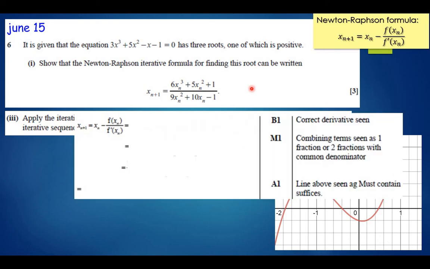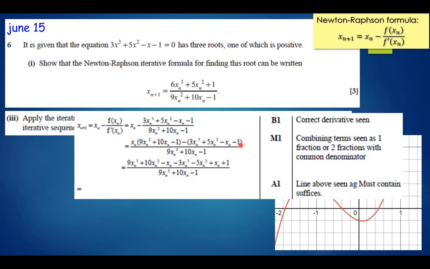Here we go. First of all, there's the Newton Raphson formula, and we just pop in our function, which was this cubic, and we differentiate it for the denominator. We now need to make a single fraction, so we're going to have a common denominator of 9x squared plus 10x minus 1. Multiply the x, top and bottom, by that. I've used brackets here because I'm subtracting, so I don't mess up with the signs. Then very carefully expand and simplify, and we end up with the thing we were aiming for.